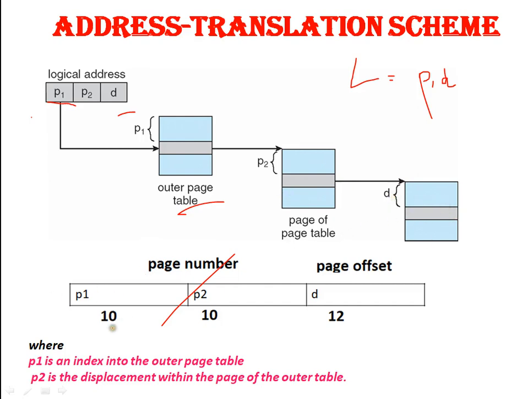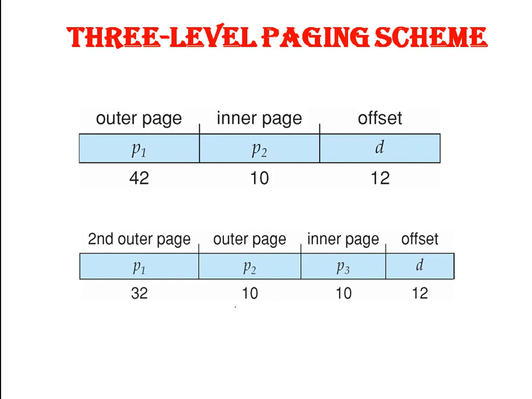Here, 10 is the outer page value. Next, P2 acts as a displacement within the inner page table, that is, within a page table. Similarly, we have a three-level paging scheme, with outer page, next outer page, inner page, and then the offset value, that is the displacement.